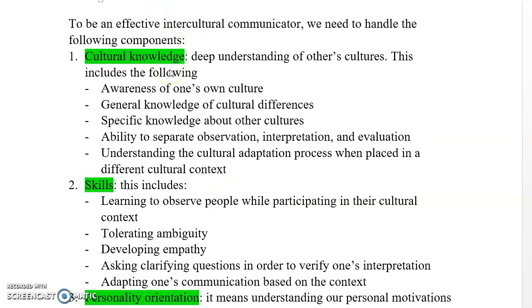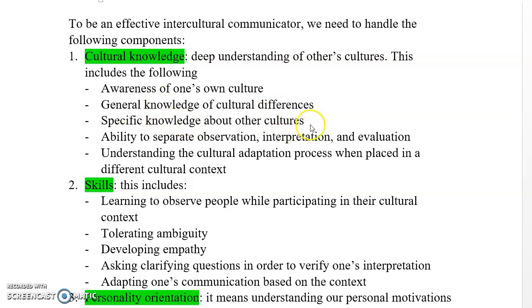If I need to make a successful communication with someone who comes from a different cultural background, I have to have good cultural knowledge. It includes some points. It includes awareness of one's own culture. I have to have a good background about his culture. How do they deal with some situations? How do they communicate? What is acceptable? What is not acceptable? What is understood by him and what is not understood by him because of the differences between me and him. Okay, general knowledge of cultural differences. This is so important.